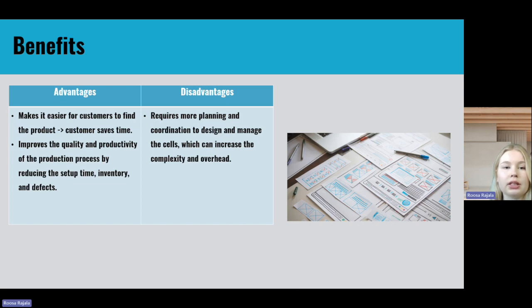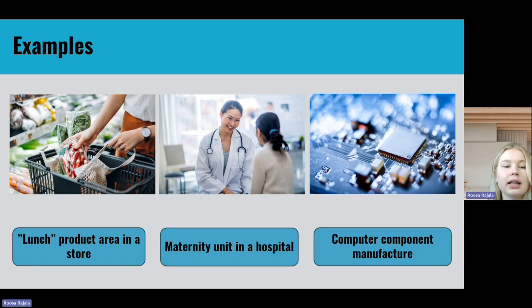And then to disadvantages: cellular layout requires more planning and coordination to design and manage the cells, which can increase the complexity and overhead. And this applies to both manufacturing and service, in my opinion. And then on to a few examples. So first we have the lunch product area in a store. Customers use the supermarket just to purchase salads, sandwiches, cool drinks, etc. for their lunch.